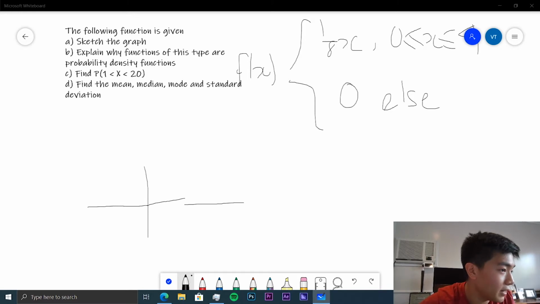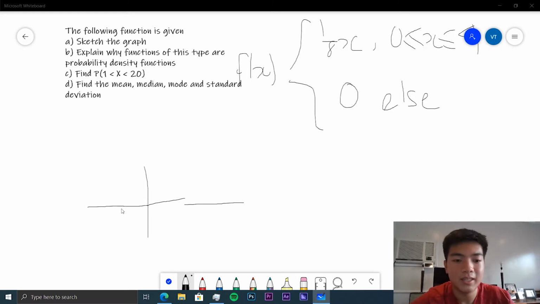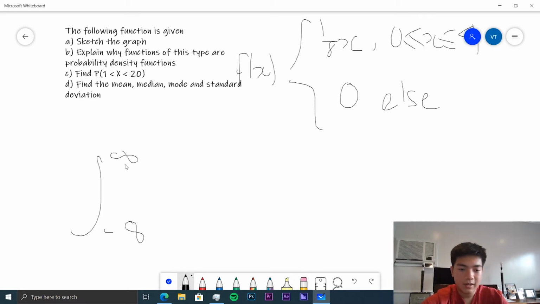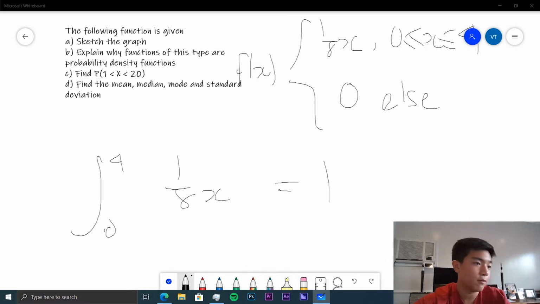Wait, is this 1/8 or negative 1/8? Oh yeah, it's 1/8. So it looks something like that. Explain why functions of this type are probability density functions. Well, it's because the integral between negative infinity and infinity of this function is equal to 1. Actually, it's only the integral between 0 and 4 of 1/8 x that will be equal to 1. And so therefore it's a probability density function, and also it's non-negative for all possible values.